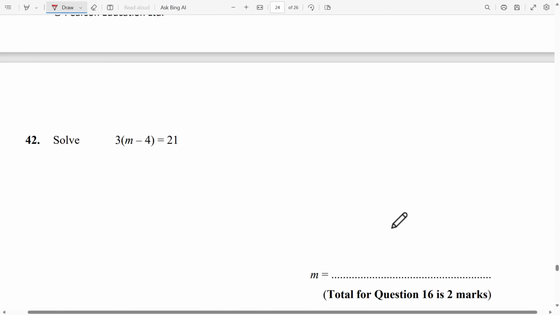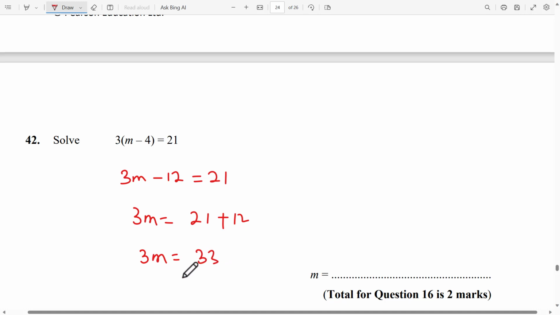Here we need to expand it and solve. So multiply 3n, that's 3n, and 3n times minus 4, that's minus 12, that's equal to 21. And add 12 on both sides. So that's going to give you 3n is equal to 21 plus 12. And 21 plus 12 is 33. To get n, we divide 33 by 3, that's going to be 11.